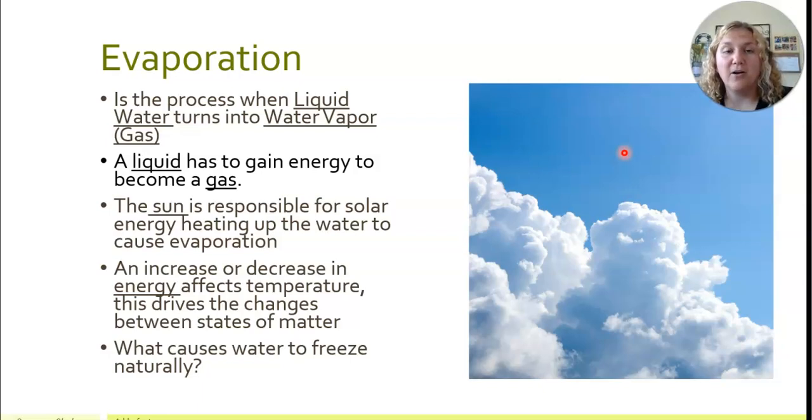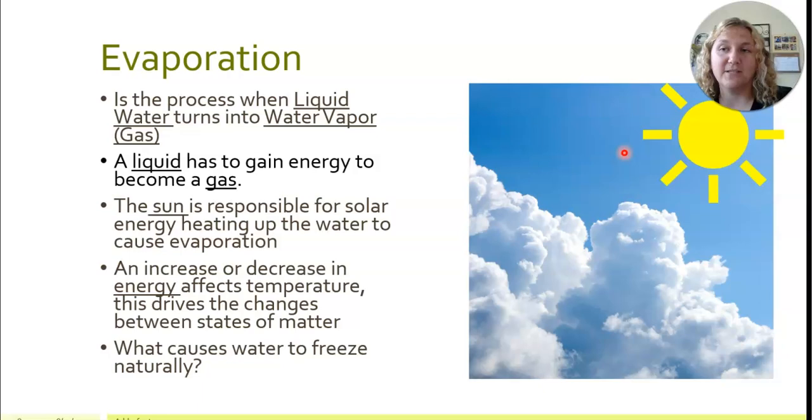And so we've been talking about gaining energy and losing energy, but where are we getting this energy from? The answer to that is that the sun is responsible for energy, and it then heats up the water to cause evaporation to start happening. So the sun is the driving force of many of these changes. The increase or decrease in energy then is what affects temperature. When we were younger, we talked more about the temperature changes, but now as we're getting older, we're talking about the energy changes necessary to change the temperature. And this is what drives the changes between the states of matter.